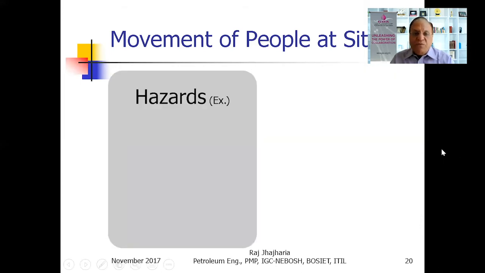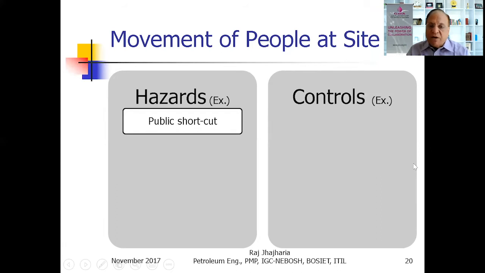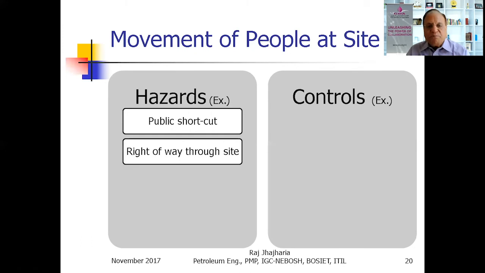Now we continue. Movement of people at site. Public shortcut. Lots of people take that. There may be a traffic signal, but you don't want to go that far to cross the road, so you take a joy walk through the road, and that is a public shortcut. Or there is a bridge and you don't want to use the bridge, instead you just cross the road.